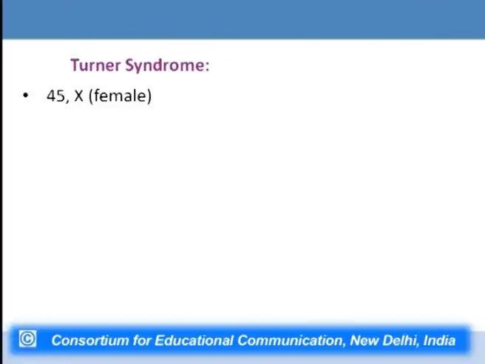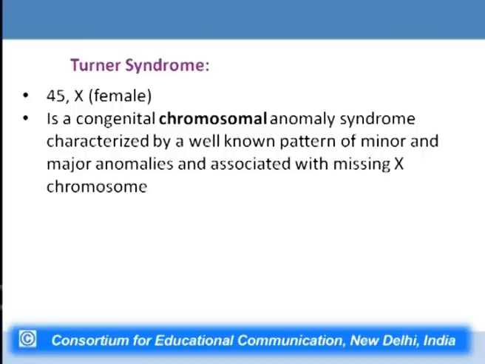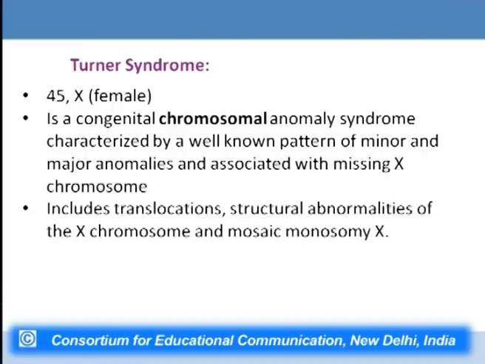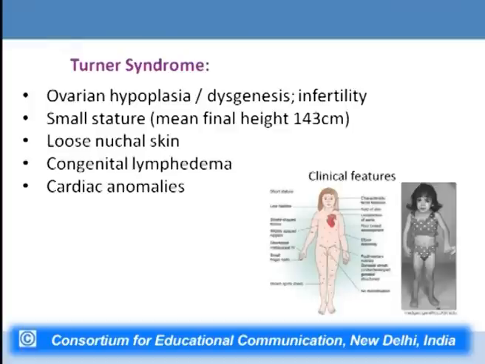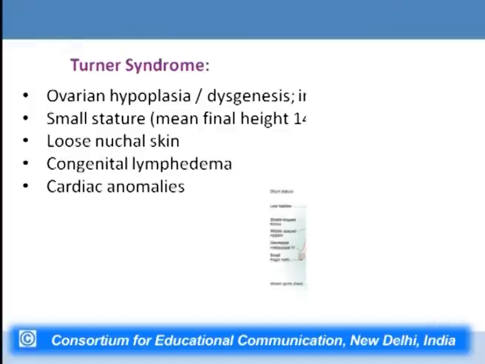Another syndrome is Turner syndrome, which is caused by absence of an X in a female, and whenever this occurs, it leads to ovarian hypoplasia, that is, the ovaries do not develop properly, or there is dysgenesis of the ovary, and there is infertility. The individuals are small in height, and they have loose nuchal skin, that is they have a webbed neck, and they have cardiac anomalies also. This is the picture and diagram of an individual suffering from Turner syndrome.